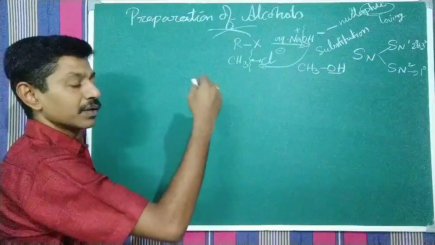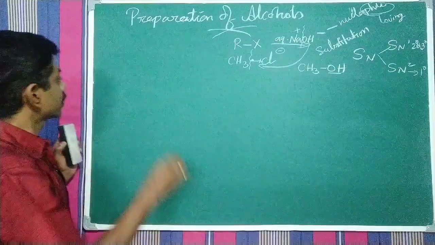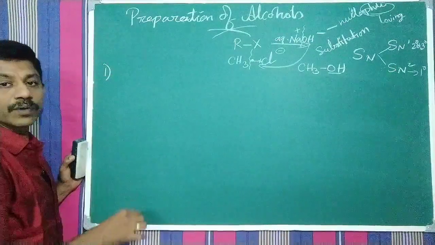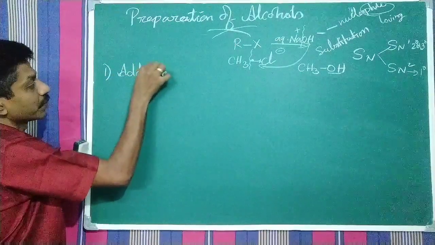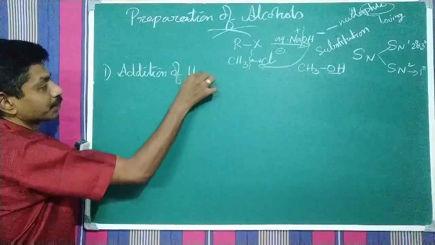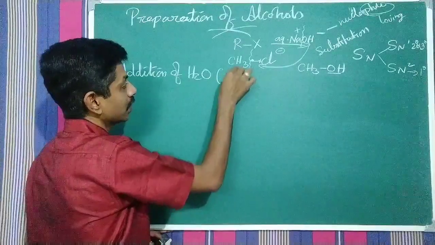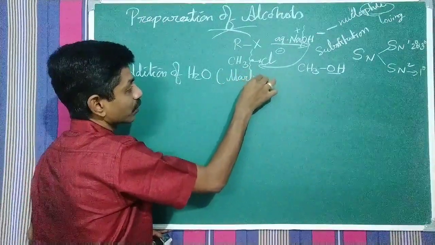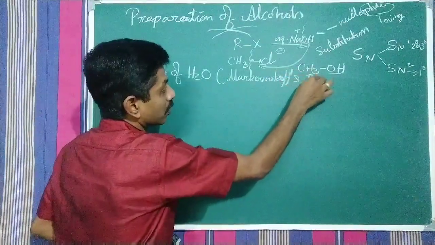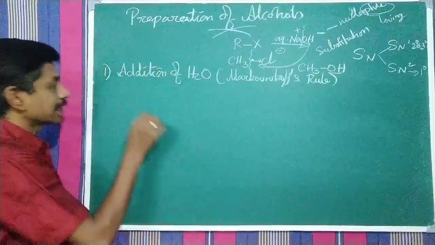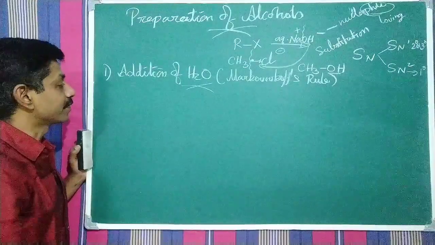If you want a primary alcohol, you go for it, or say secondary or tertiary. In the first method, as given in your textbook, we have to talk about addition of water, or H2O. For that, we have to recall an important rule. What is that rule? Markovnikoff's rule. Markovnikoff's rule is applicable for unsaturated compounds mainly. What are unsaturated compounds? In the previous class we have learned.